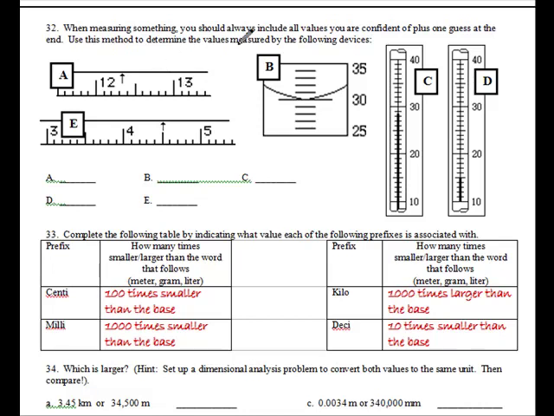Okay, so when measuring something, you always include everything you're confident in, what you absolutely know, what everybody in the class absolutely knows and is sure of. And then you can put your one guess, one digit guess, at the end. So let's look at this first letter, letter A here.